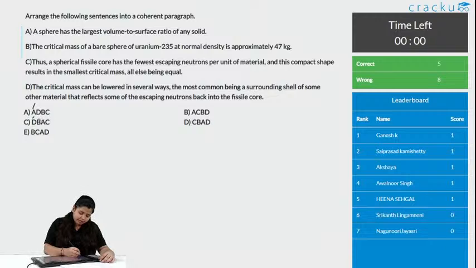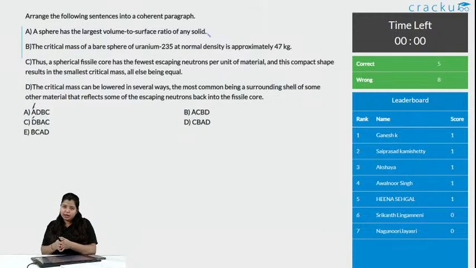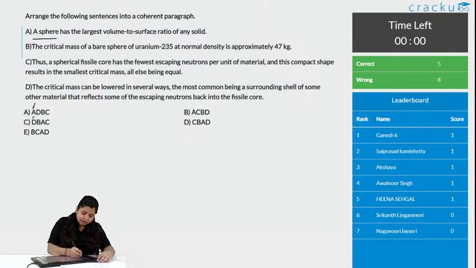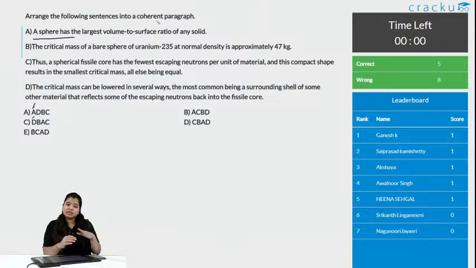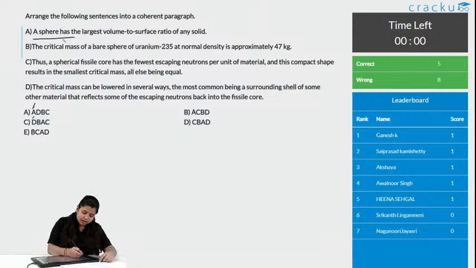We have all the alphabets in the options: A, D, B. Let us start checking with 1. A sphere has the largest volume to surface ratio of any solid. Now, the other thing we need to do is find a noun pronoun pair. A sphere, it is talking about a sphere. If you are not able to find the noun pronoun, what you can do is find a linkage or a correlation, that is, how the first statement is related to the second statement. The first statement: a sphere has the largest volume to surface ratio of any solid.